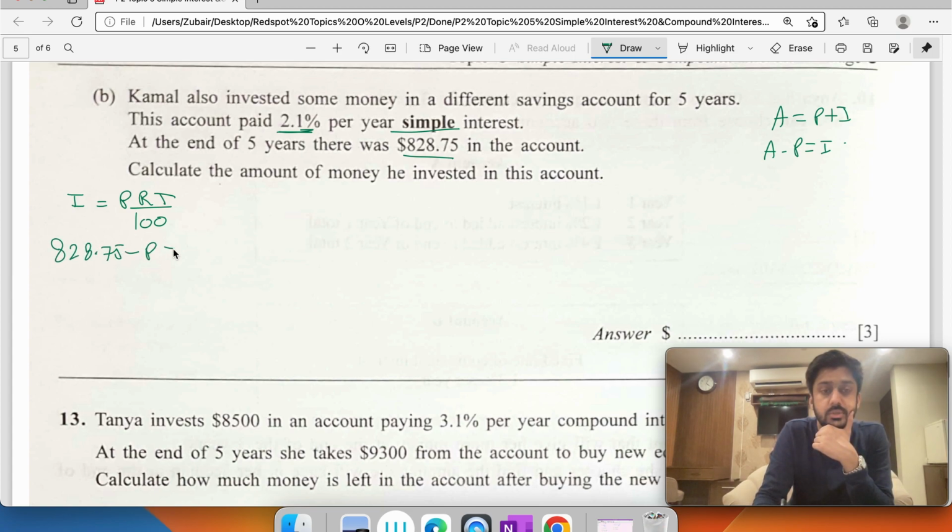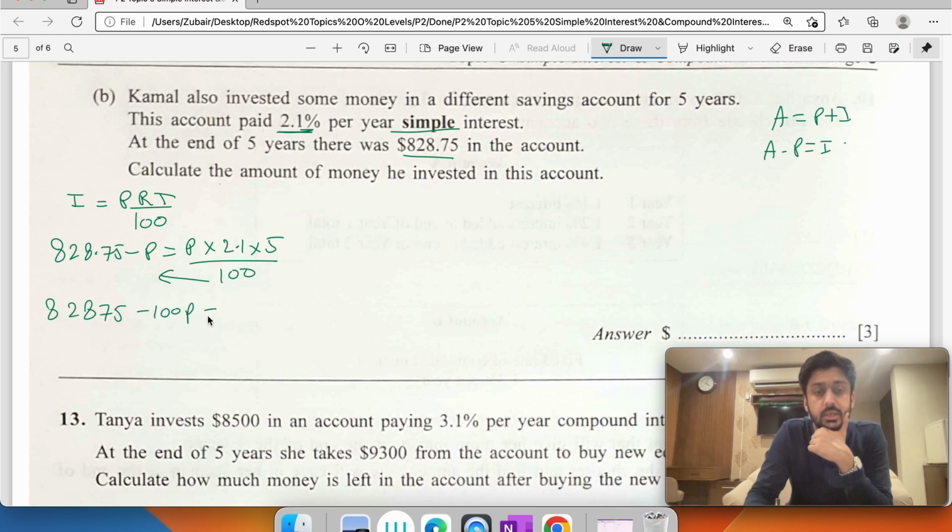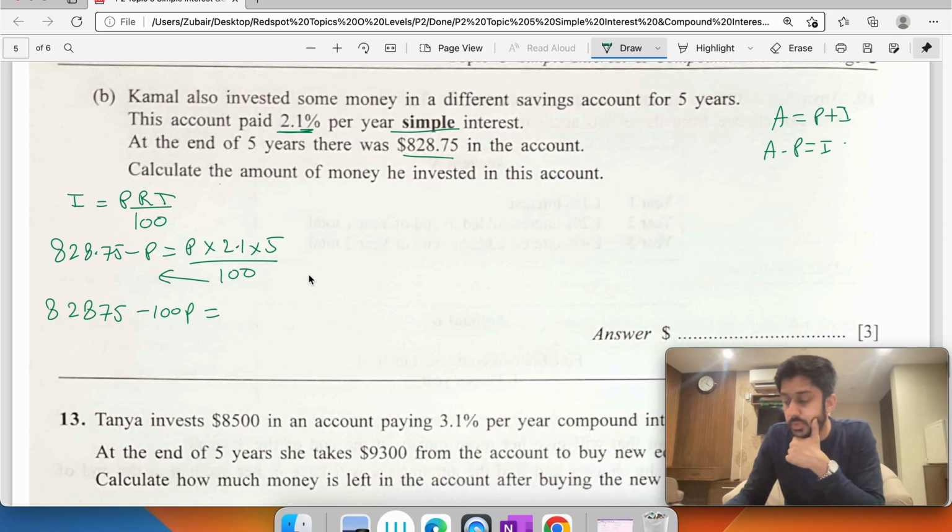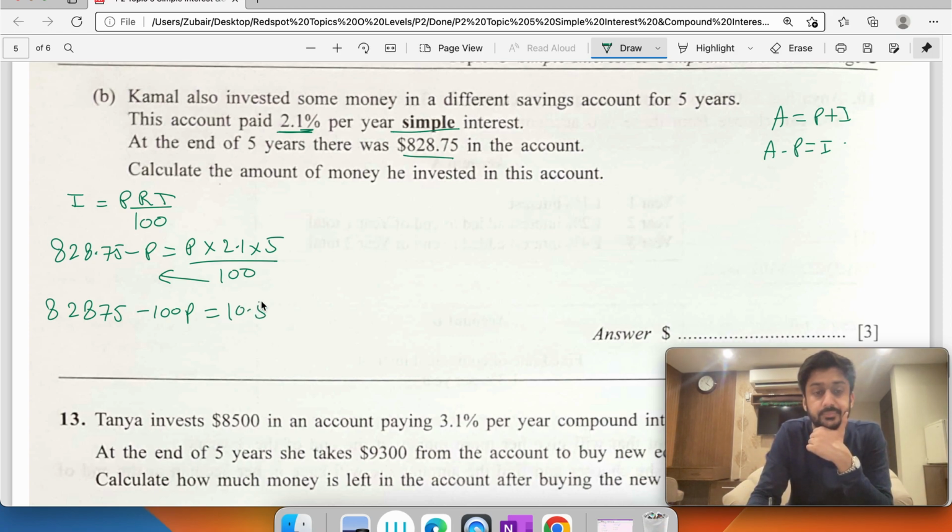828.75 minus principal equals, principal is unknown, rate is 2.1, time is 5, and we solve for this. Cross multiply. 82875 minus 100P equals 2.1 times 5, 10.5P. Bring this 100P and add to it. 110.5P equals 82875. Dividing this on the other side.